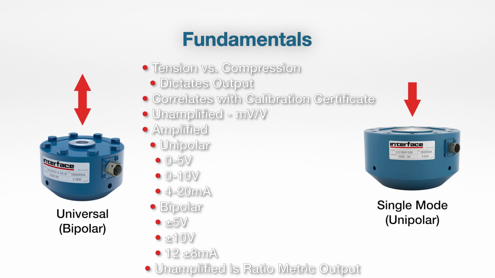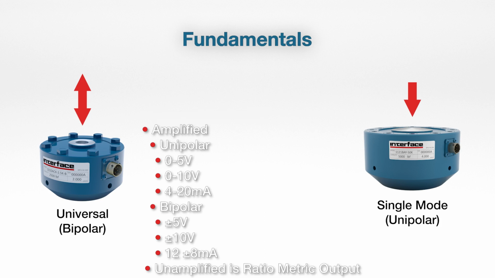Some examples of amplified unipolar signals would be a 0 to 5 volt output, or a 0 to 10 volt, or a 4 to 20 signal. Examples of bipolar amplified outputs would be plus or minus 5 volts, plus or minus 10 volts, and in some instances 12 plus or minus 8 milliamps. Again, the unamplified output is going to be a ratiometric millivolt to volt output, and we've got some examples on the next slide here.